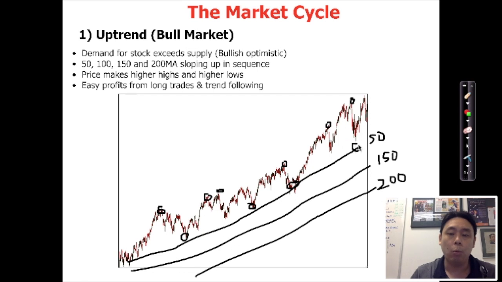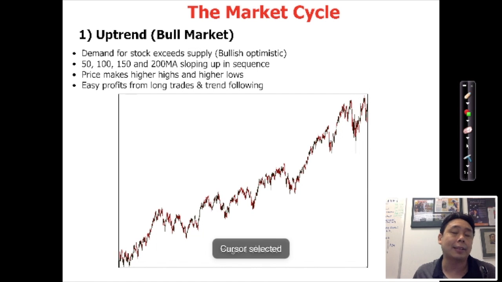Once again, when the market's on an uptrend, you find that it's very easy to make profits. Any monkey can make money. You throw a dart, 7 out of 10 stocks will go up. So long trades and trend following trades tend to do really well in an uptrend market cycle.